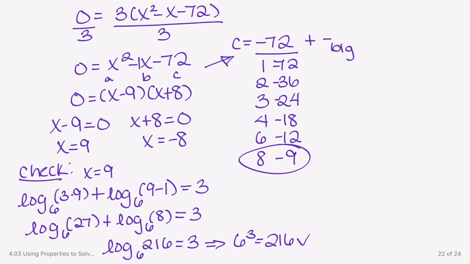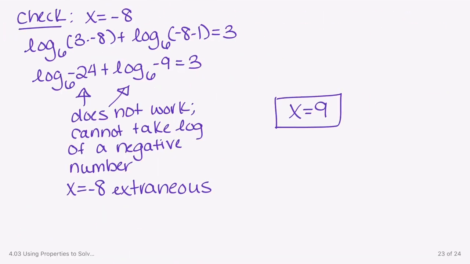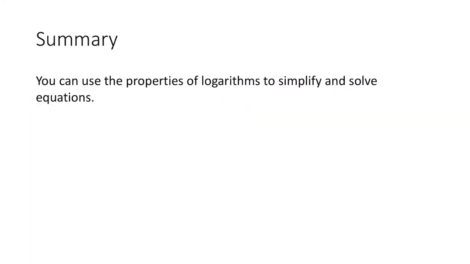When I check x equals 9, my solution's good. When I check x equals negative 8, I end up with the log base 6 of negative 24 and the log base 6 of negative 9. So since I can't take the log of a negative number, x equals negative 8 is my extraneous solution. So remember, you can use the properties of logarithms to simplify so that you can solve equations.